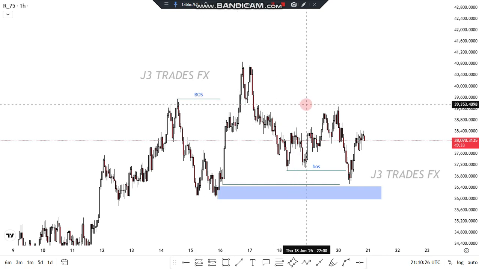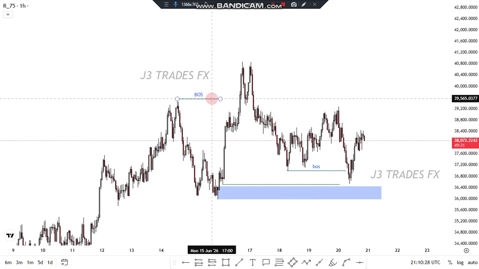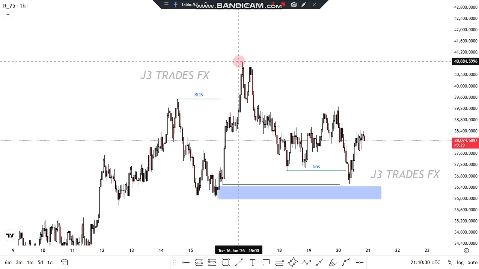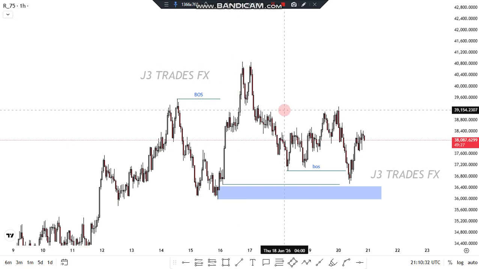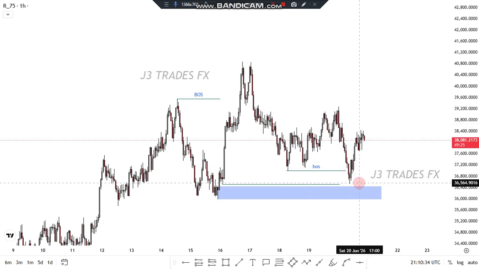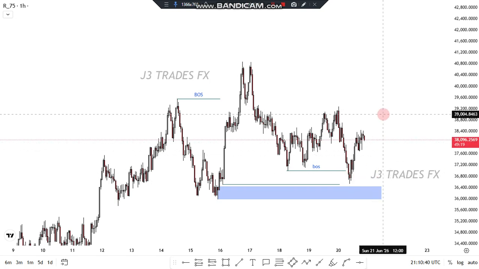As I said earlier, we have bullish break of structure, which is break of structure to the upside, creating a new higher high, and bearish break of structure, which is break of structure to the downside, creating a new lower low. But then we have valid break of structures and invalid break of structures.